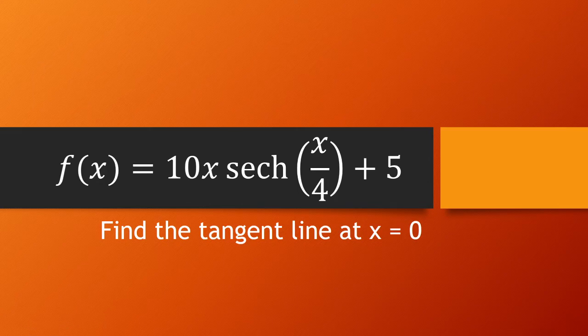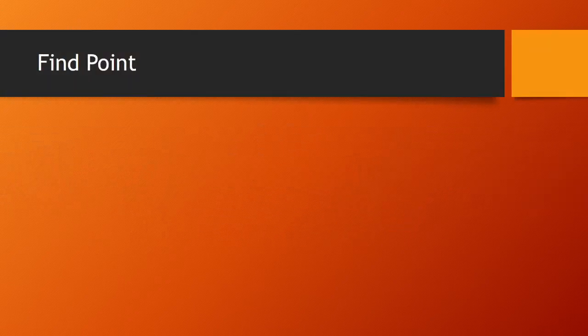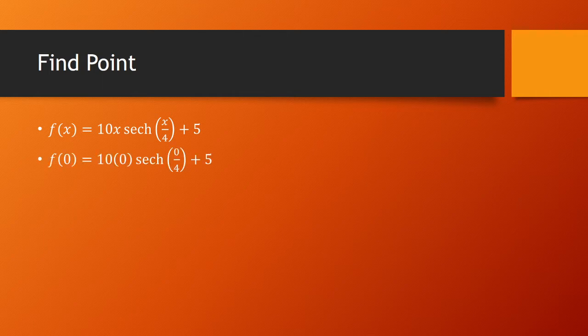So I want to find the tangent line at x equals 0 for the function 10x times hyperbolic secant of x over 4 plus 5. First, we're going to find the point. So we said it's going to be at x equals 0. So we're going to plug in x equals 0 into our function. So the only issue here is finding the hyperbolic secant of 0.